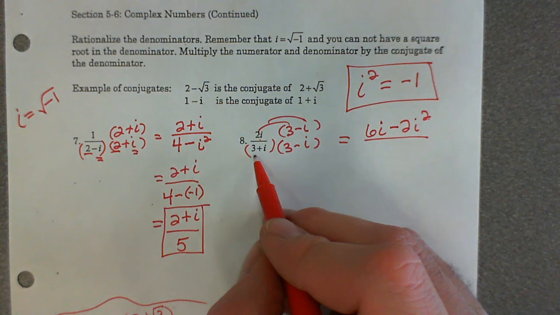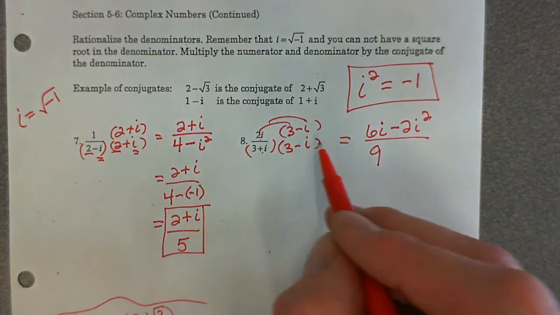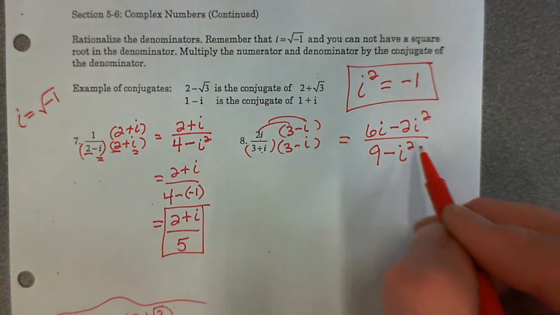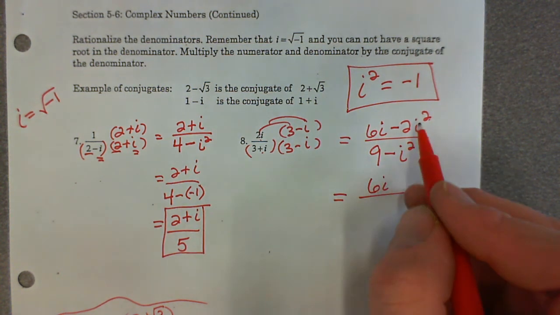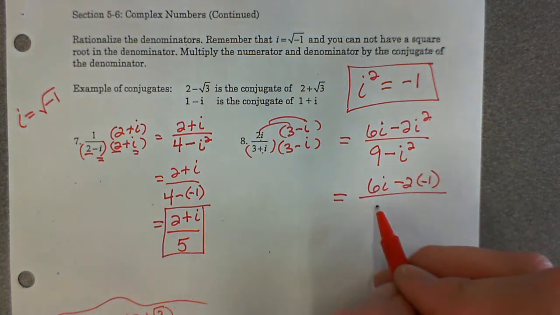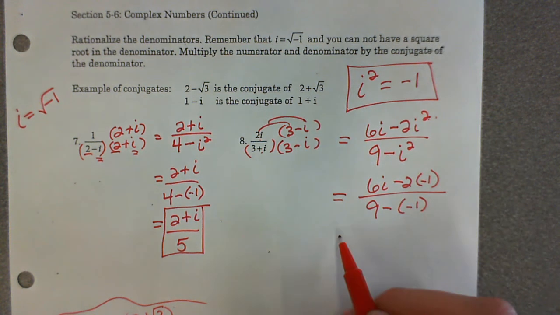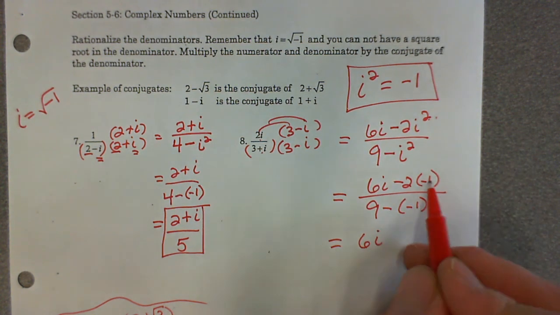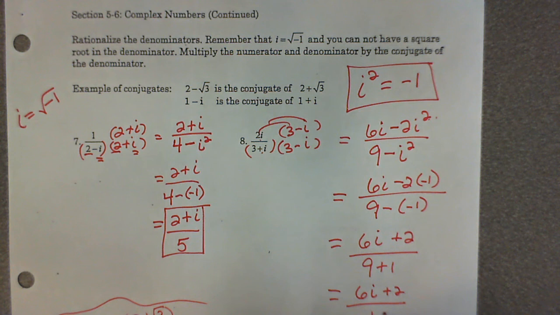On the bottom, we just need to do first and last. 3 times 3 is 9. Positive i times negative i is negative i squared. So this equals 6i, this is -2 times -1, and this is 9 minus a -1, because these i squareds are -1s. So this equals 6i, this turns into a plus 2, and this is 9 plus 1. So this is 6i plus 2 over 10.